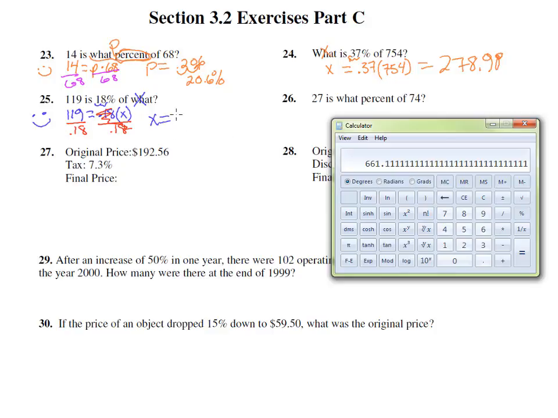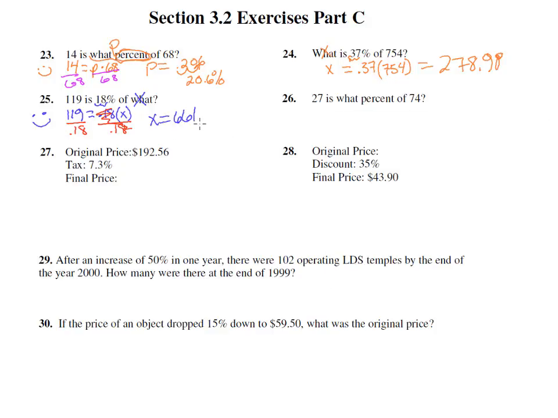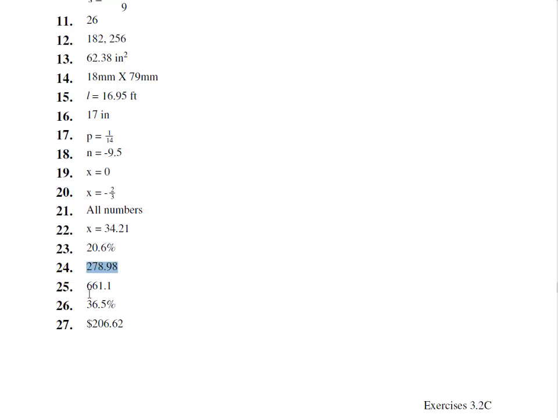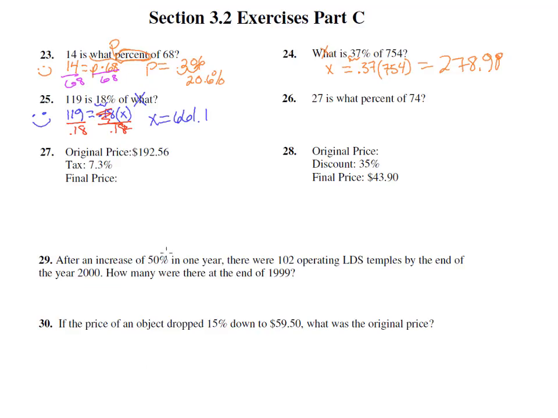661.11111 on forever. All right, 661.1. Let's check our answer. 661.1. And if you wanted to carry out that decimal a little bit longer or put a bar over it to be exactly correct, you're certainly welcome to do that.